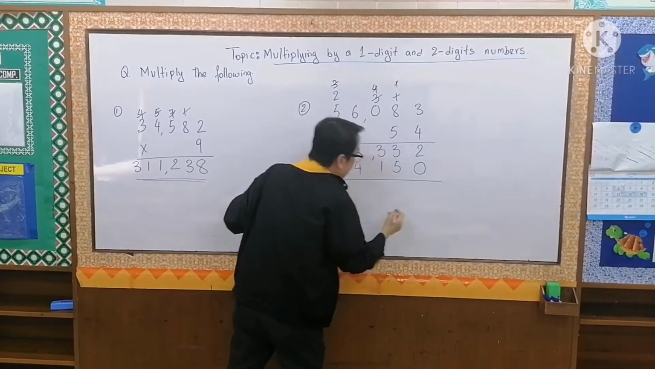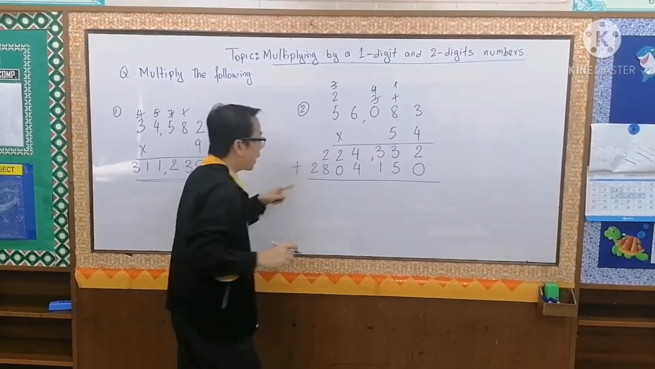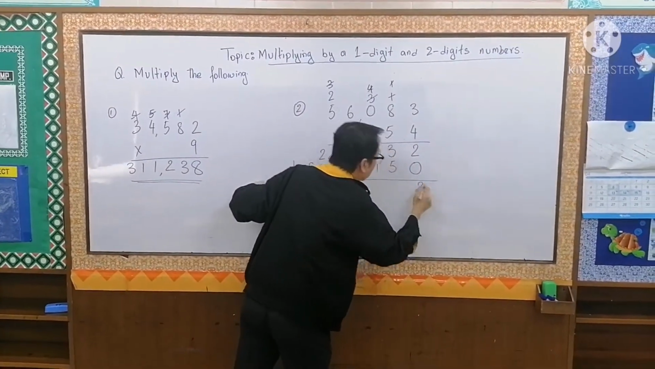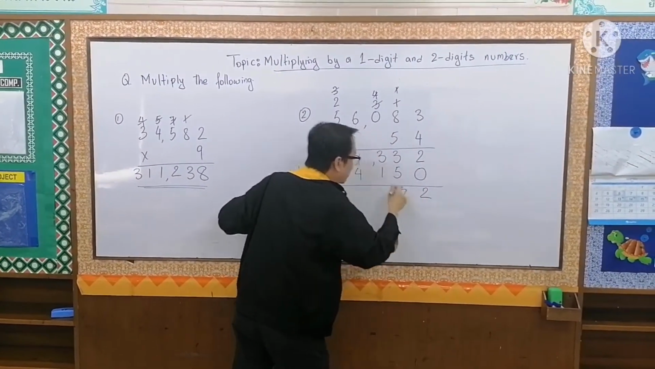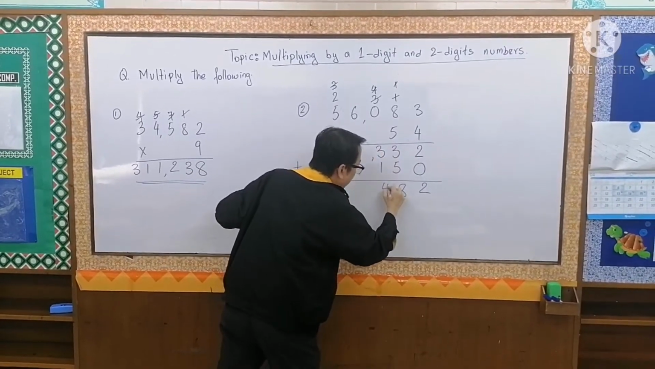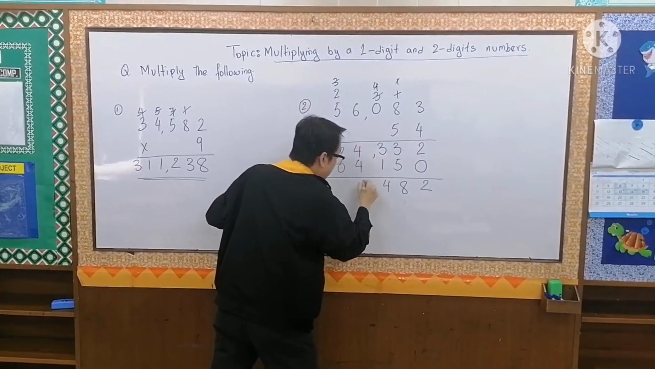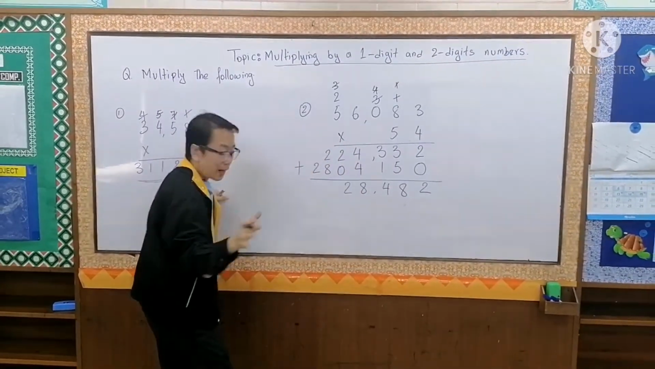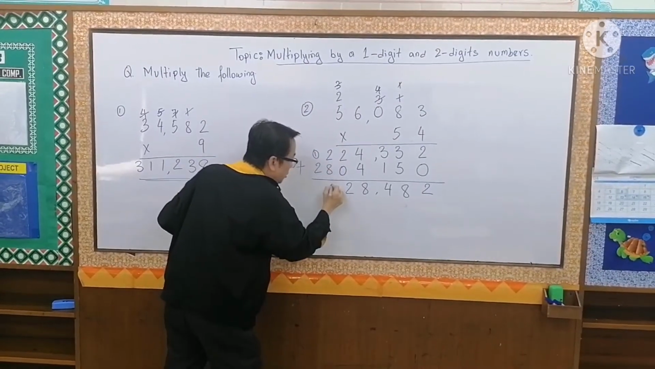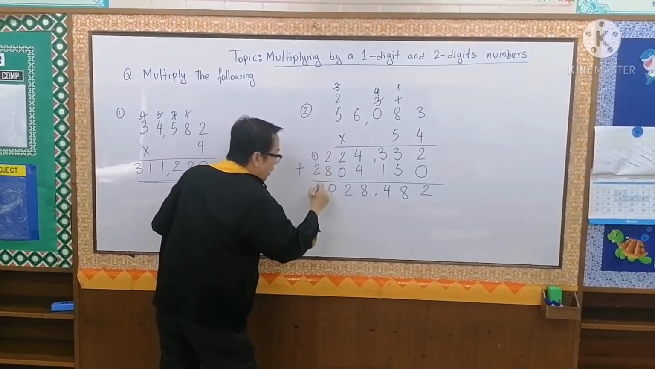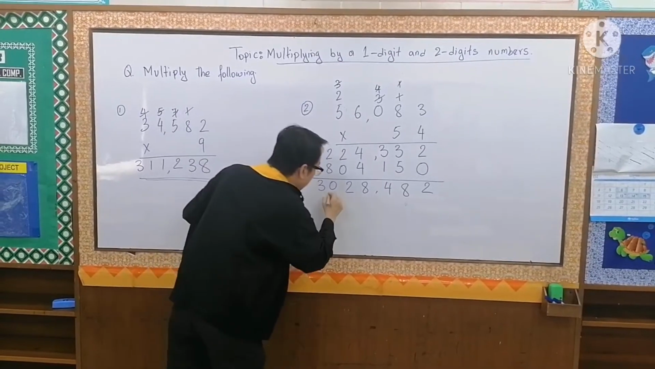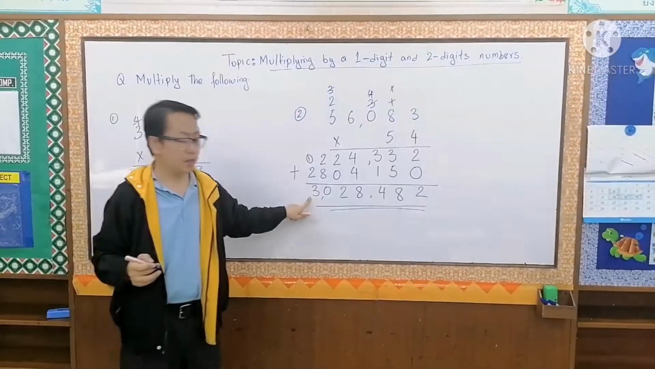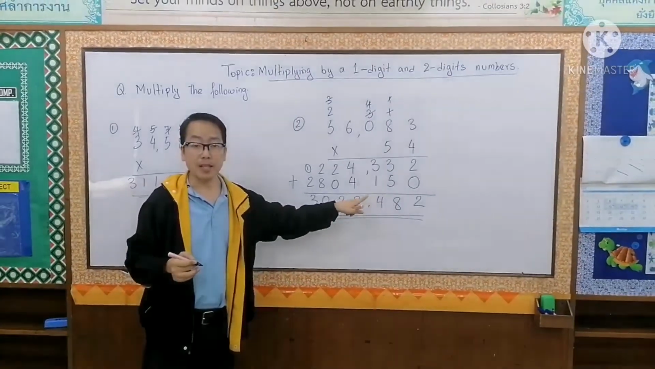And then what you have to do is I want you all to add up these numbers. So we have 2 plus 0 gives us 2. 5 plus 3 is 8. 1 plus 3 is 4 with a comma. 4 plus 4 is 8. 2 plus 0 is 2. 8 plus 2 is 10. So I'm going to put 1 up here and 0 down here. And 2 plus 1 is 3. So your answer is 3,028,482.